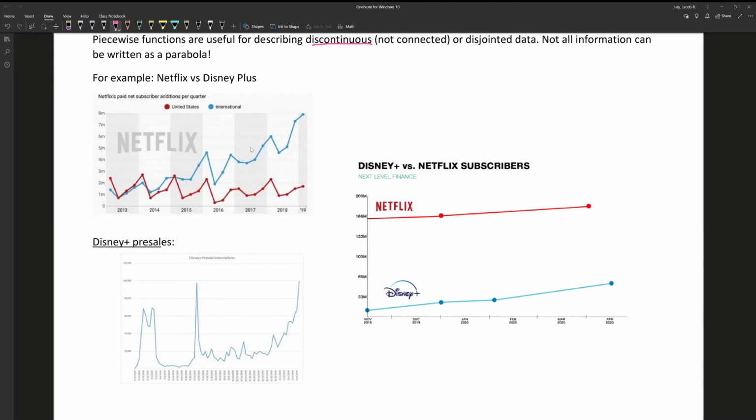Here we've got Netflix and Disney Plus subscriptions, as well as their sales, or I should say, their earnings. For Netflix, it's been around for a while, so you can see how there are these generalized trends in its data, and they've been generalized with these lines connected together, and every now and then a line will have a different slope from the other one.